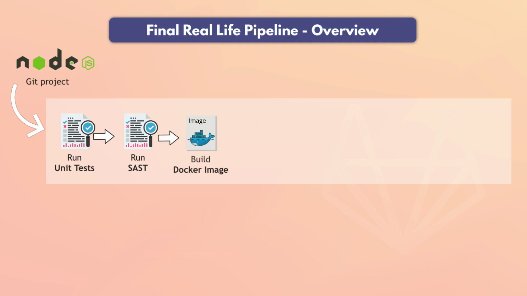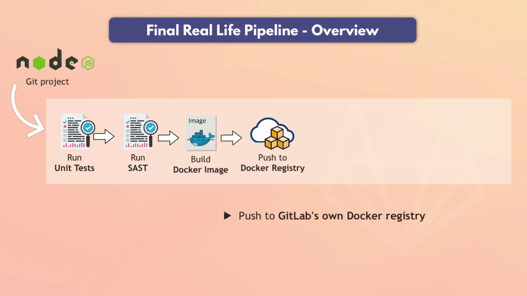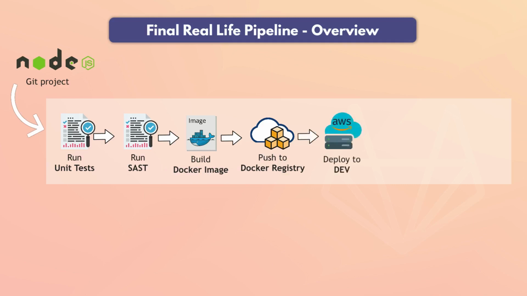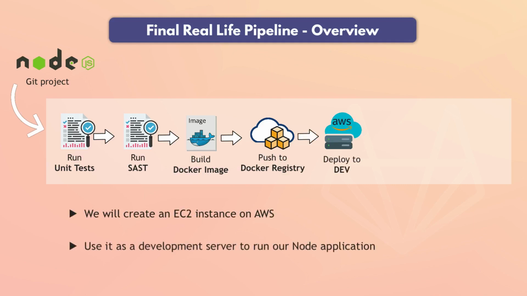We're going to push that image to a Docker registry that GitLab actually provides. So we have a built-in Docker registry in GitLab for each project, so we're going to use that. And once we push that image, we're going to deploy it to a development server. For that, we're going to create another simple EC2 instance on AWS, and we're going to use that as a development server to deploy and run the image that we built for our application.